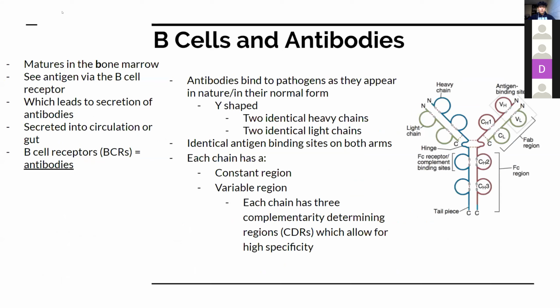So B cells and antibodies. They mature in bone marrow and they see antigens via B cell receptors, which is effectively an antibody. Antibodies bind to pathogens as they appear in nature in the normal form, and they're Y-shaped. So you've got two identical heavy chains and two light chains, as you can see in the photo on the right. And each chain has a constant and variable region, and within the variable region, each chain has three complementary determining regions, which allow for the high specificity of antibodies. So CDRs. All right, cool. Let's move on.